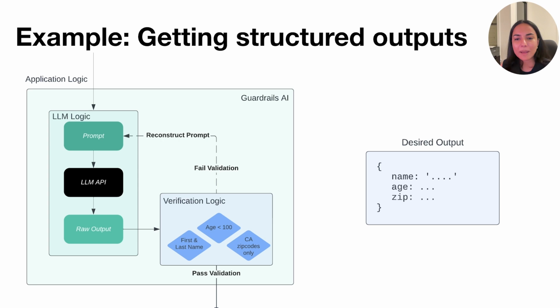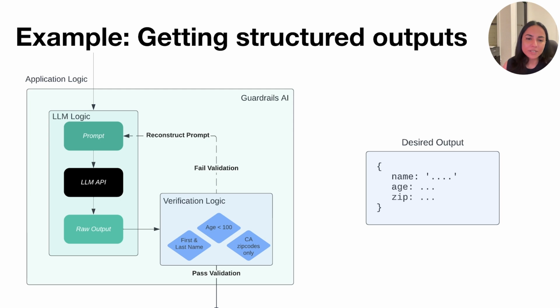So we have some application where, let's say, we're parsing some unstructured data to generate structured data, and our LLM output should contain the following three fields in a JSON. So we want our LLM to generate a JSON with the fields of name, age, and zip code. Additionally, for the application that we're building, let's say that our verification logic contains things like that the first and last name should be contained within the name, that the age should be less than 100, and in the zip code, let's say that we want California zip codes only.